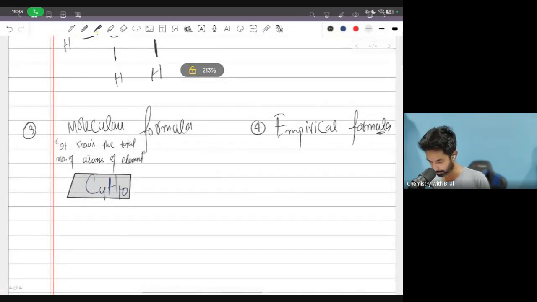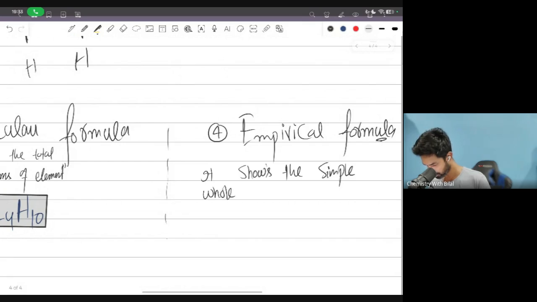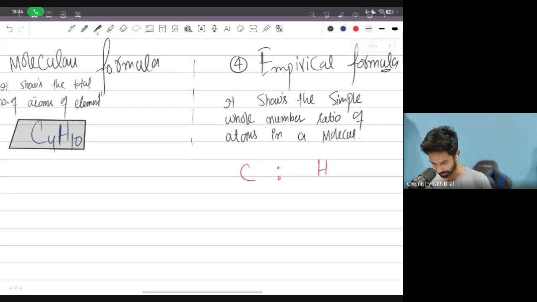Whereas we know that empirical formula हमें क्या बताता है? It shows the simple whole number ratio of atoms in a molecule. So for example, look at this carbon and hydrogen. So again, इसमें 4 carbons and हाइड्रोजन्स कितने 10. What could be the simple whole number ratio? Anyone? If we have 4 carbons, how many hydrogens do we have? 10. So what could possibly be simple whole number ratio?